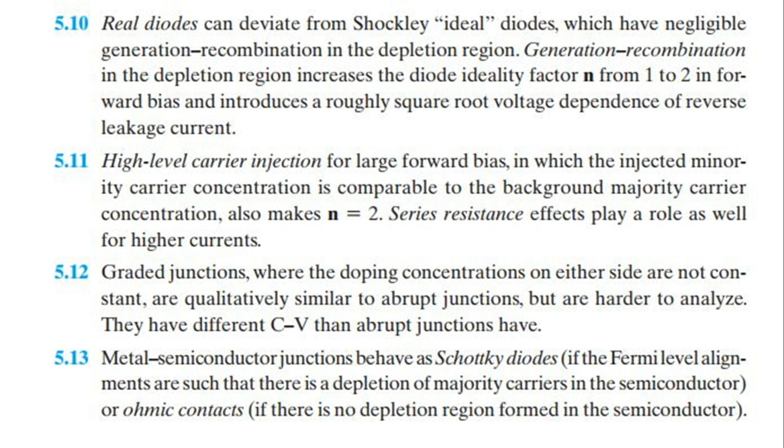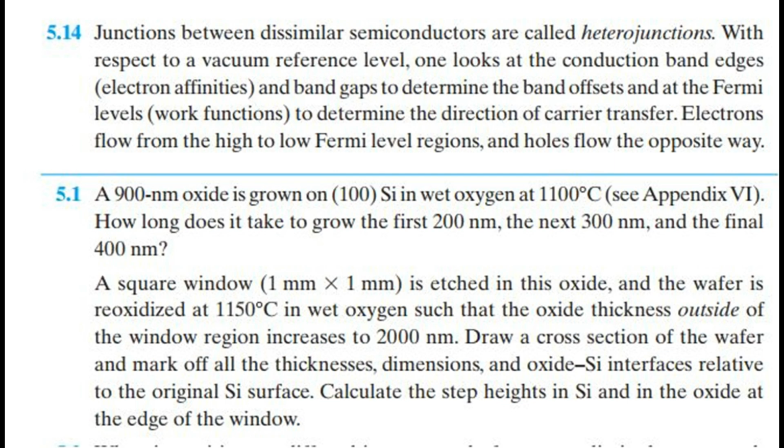5.14 Junctions between dissimilar semiconductors are called heterojunctions. With respect to a vacuum reference level, one looks at the conduction band edges, electron affinities, and band gaps to determine the band offsets, and at the Fermi levels, work functions, to determine the direction of carrier transfer. Electrons flow from the high to low Fermi level regions, and holes flow the opposite way.